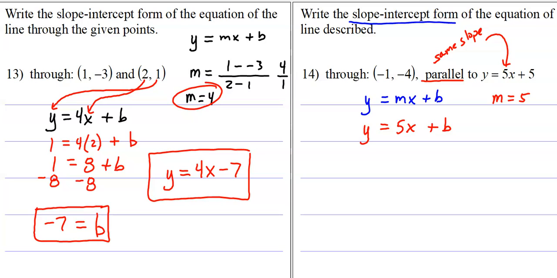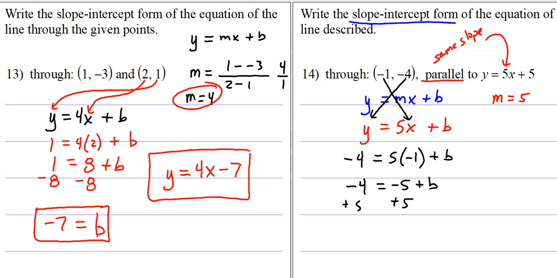I now got to plug the point in they give me. Put that there and put that there. So a negative 4 equals 5 times negative 1 plus b. Negative 4 equals negative 5 plus b. Add 5, and you get b equals 1.